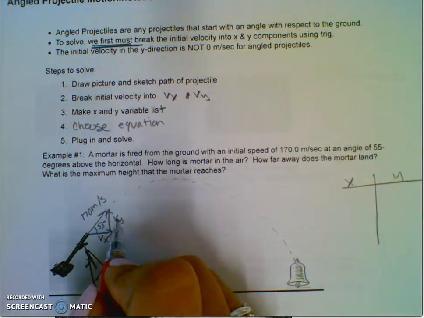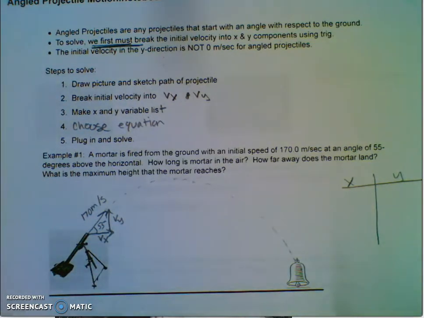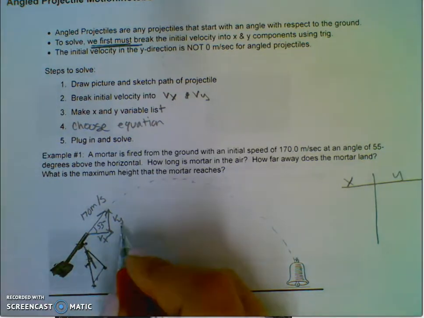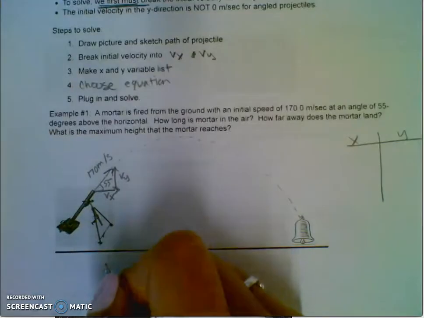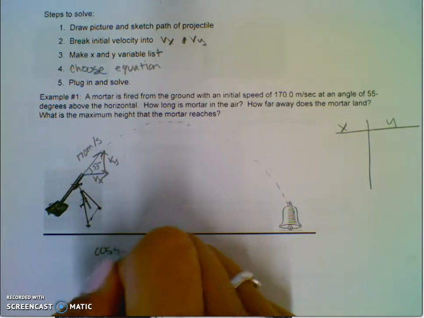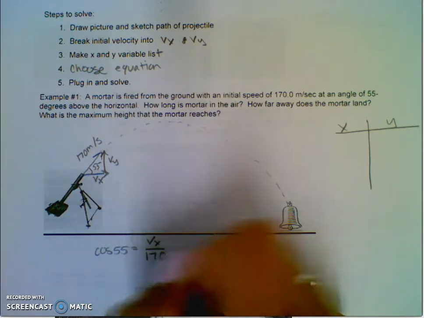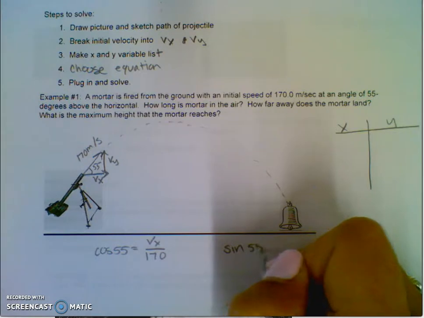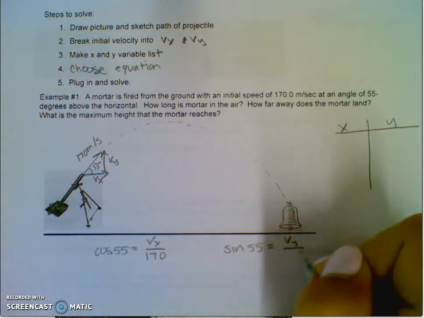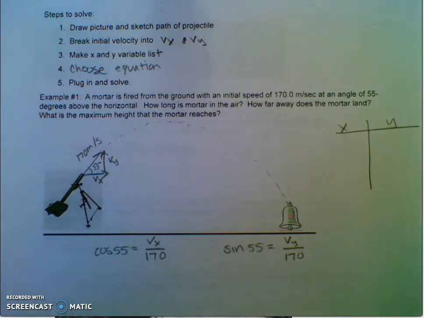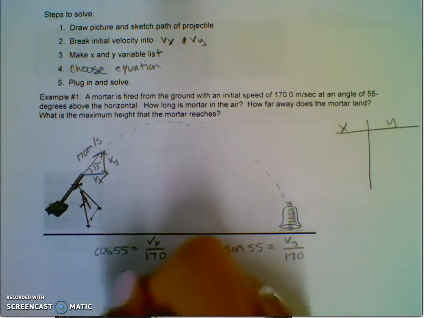Let's go ahead and find Vx and Vy, and we're going to use our sine and cosine. The nice thing is that anytime you're doing this for a projectile in the beginning, cosine is going to be for x and sine is going to be for y. So you can start to memorize that. We're going to use cosine 55 equals adjacent over hypotenuse, and sine 55 equals opposite over hypotenuse. Then you can plug these in and you get 97.5 for Vx.